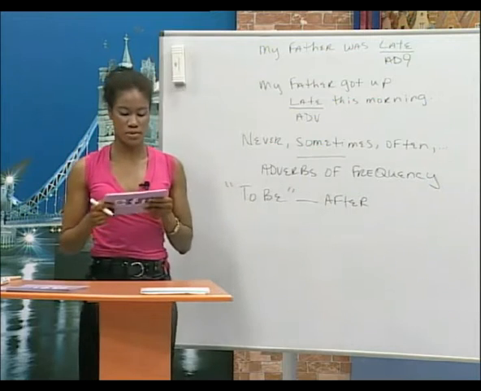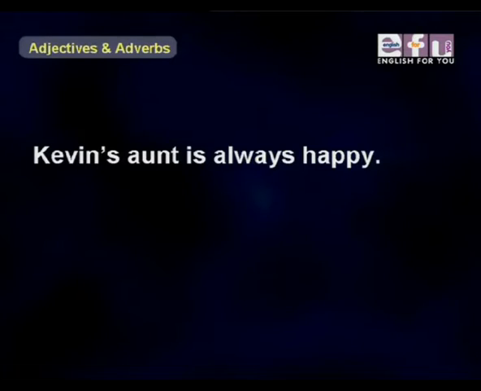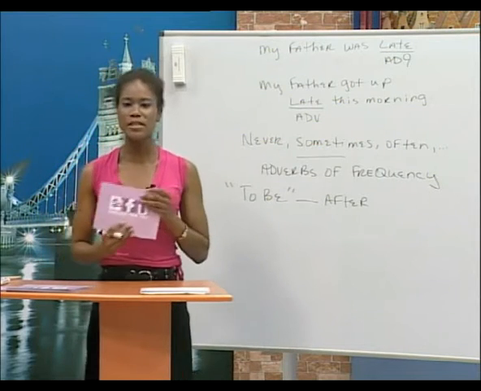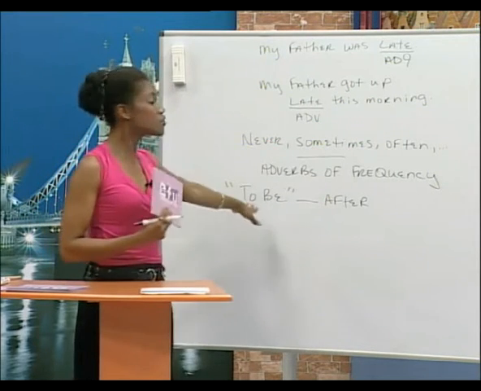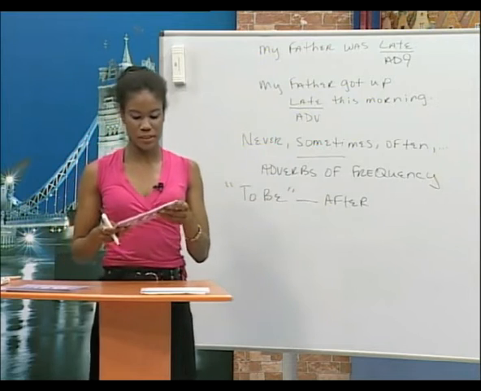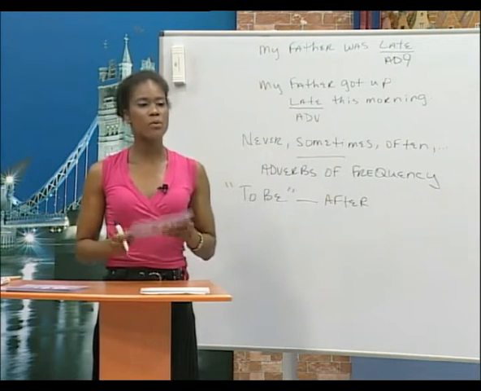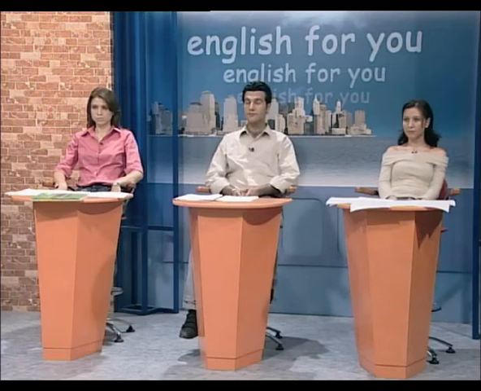Look at these examples. Kevin's aunt is always happy. Next, Gina was never late for breakfast. Okay, do you see how the frequency adverbs came after the verb to be? Now let's practice adverbs. So I want you to use adverbs in your answers.